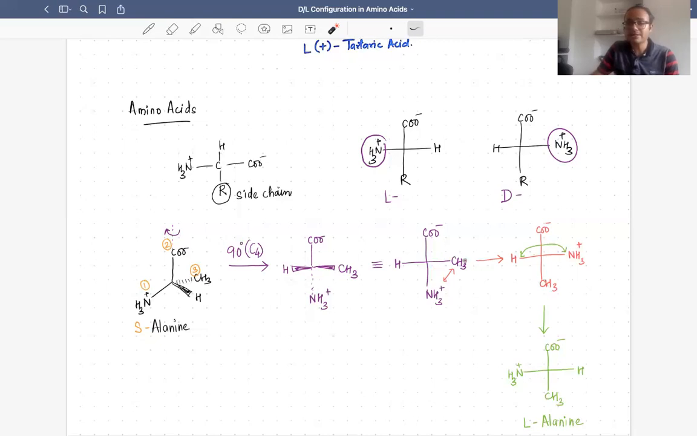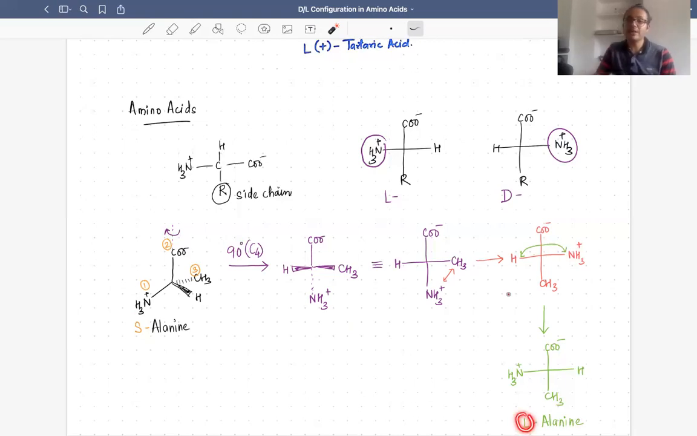Now, according to this, the side group, this is alanine, so this side group should come here. So we will do one exchange here. This will bring my carbon chain on the vertical bond. But if you remember, I have to do two exchanges in order to get back the original configuration. So I'll do a horizontal exchange here. So I'll get this particular alanine. If I compare it with the glyceraldehyde, this is having the NH3 on the left side. So this is L-alanine. That means the alanine with the absolute configuration S, according to the D and L configuration, would be L-alanine.